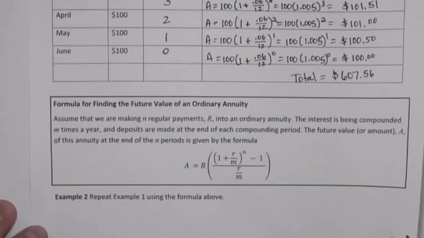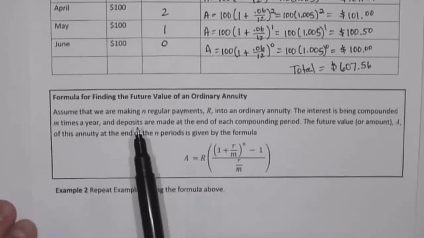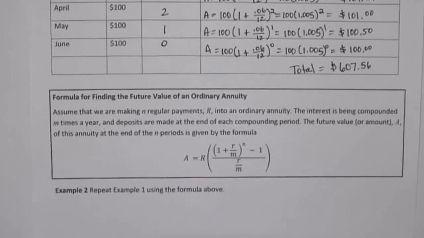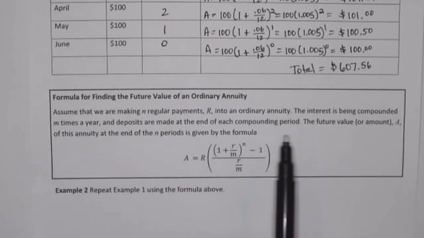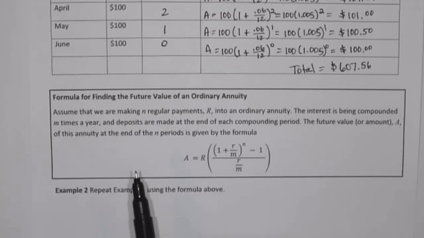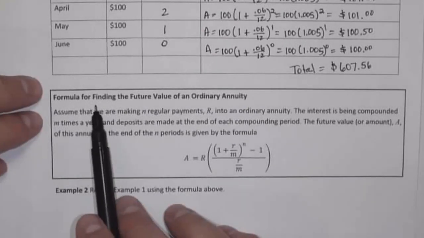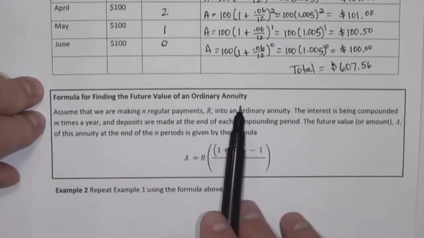And so that's what we have right here. We have a formula for finding the future value of an ordinary annuity. Now, the mathematics that we could use to come up with this, I will show in a separate video. But for now, I just want to accept this and demonstrate how to use this formula. And then in a separate video, I'll show you where this formula is actually coming from. So a formula for finding the future value of an ordinary annuity.